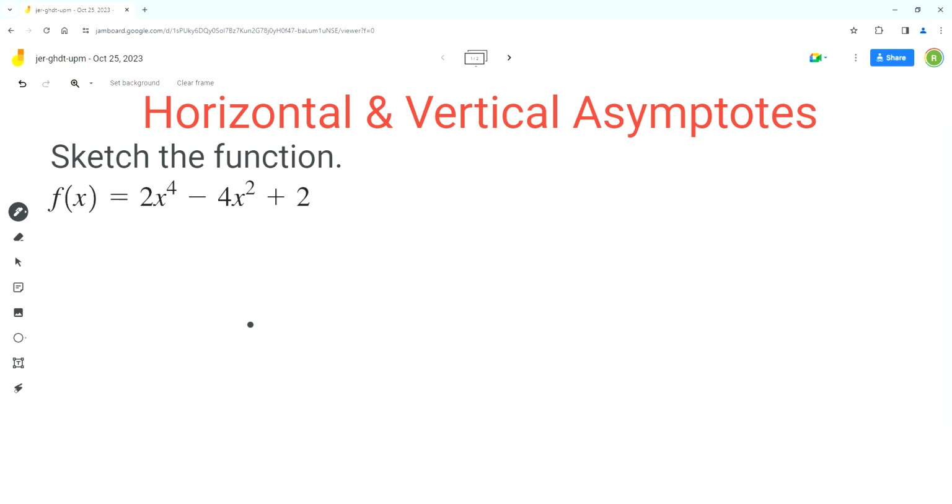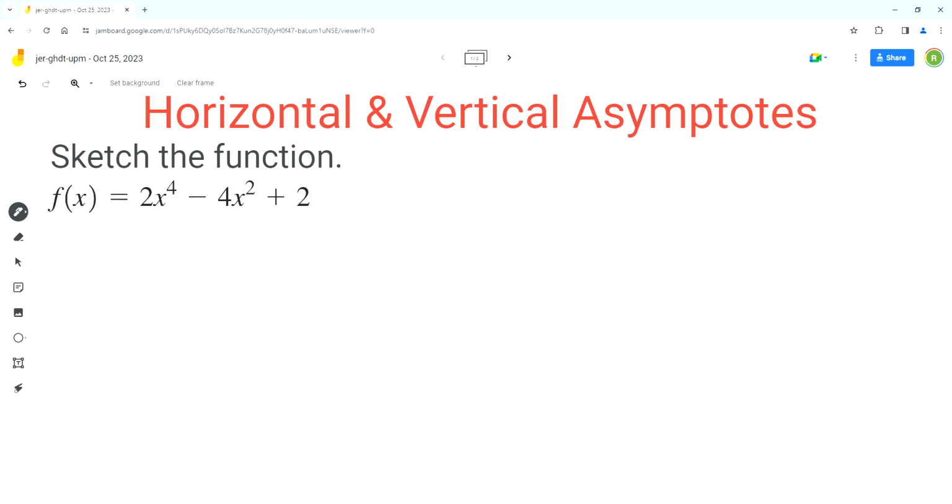So in this video, we'll solve this problem using the concepts of derivatives. As per the problem, sketch the function. We are given this function f of x equals 2x to the power 4 minus 4x squared plus 2. So this is a polynomial function. Now the first step for sketching the function is to analyze the discontinuities in the function.